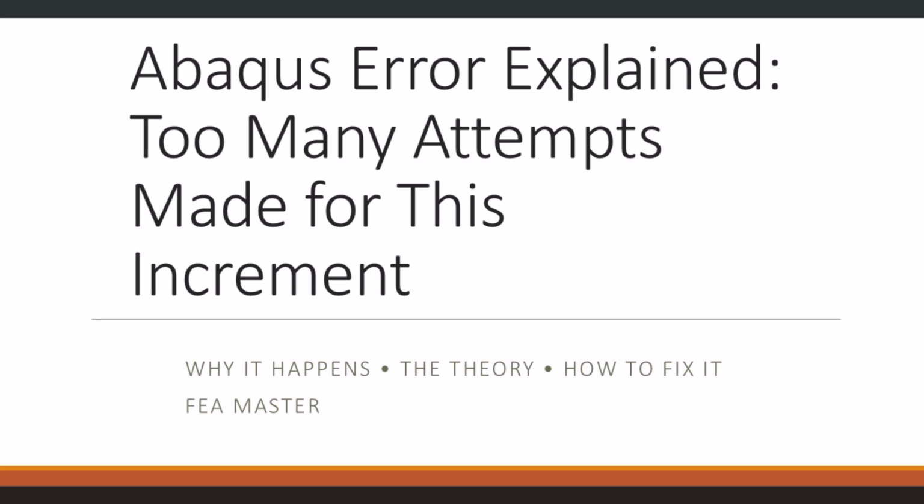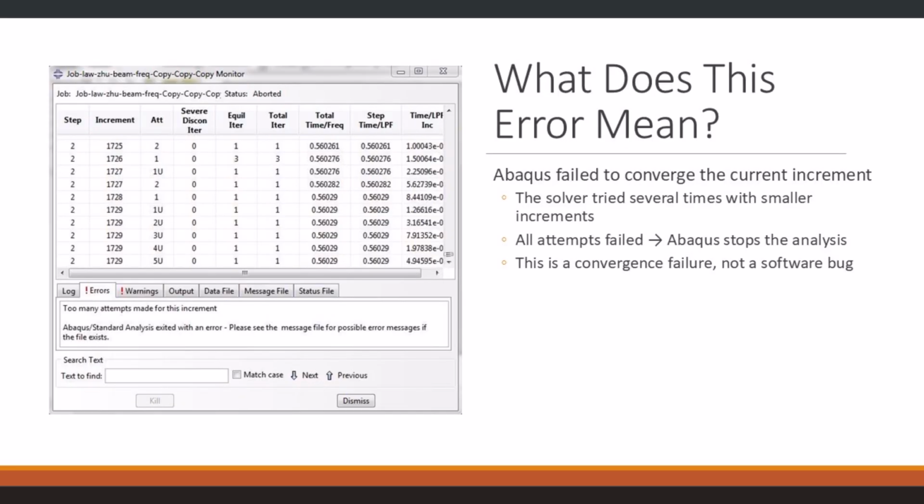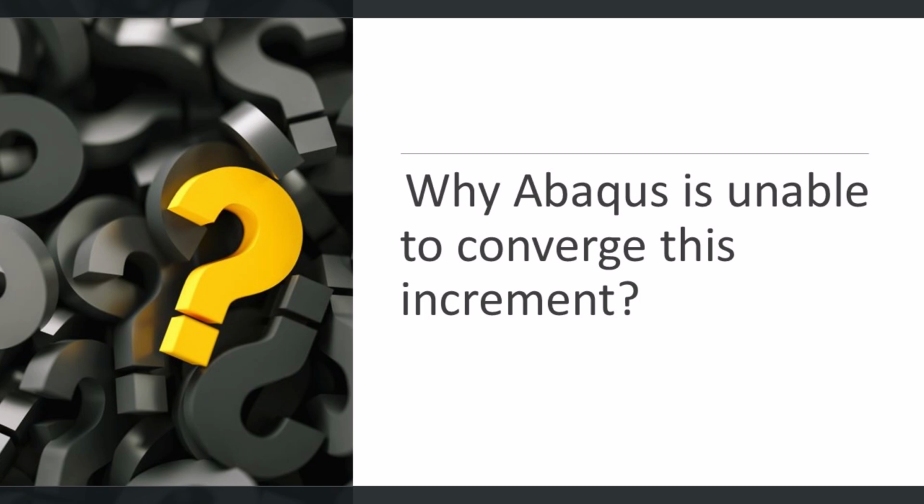Let's start with the most important thing. This error is not a bug. Abaqus is not broken and in fact is doing its job. The message "too many attempts made for this increment" means only one thing. Abaqus could not converge the current increment even after reducing the increment size multiple times. In other words, Abaqus tried, it failed, it reduced the increment, it tried again, and after several attempts, it gave up. So the real question is not how do I remove this error? The real question is why is Abaqus unable to converge this increment?